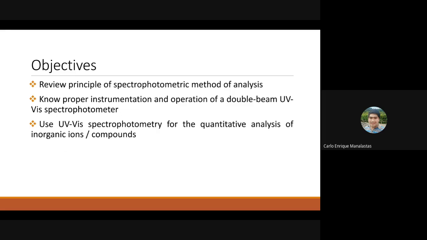So the objectives of this experiment, of course, is to review your principal knowledge, so the concepts of UV-Vis spectrophotometry. So it's expected that you have some sort already of background knowledge from your Chem 17.1. You should also know the proper instrumentation and the operation of the double beam UV-Vis spectrophotometer. In your Chem 17.1 classes, you were taught how to use a single beam UV-Vis spectrophotometer. So the operation of the instruments are almost similar.